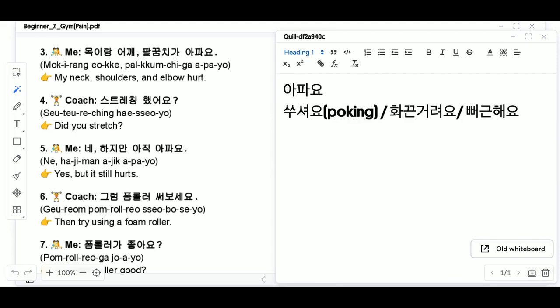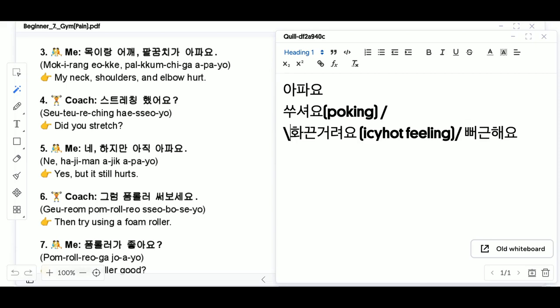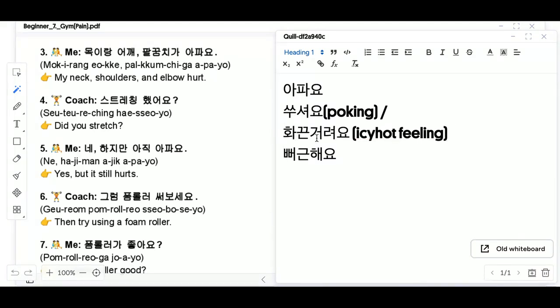So 쑤셔요 is like a poking feeling. It feels like somebody is stabbing you with a pen or something in your muscle. And 화끈거려요 is like you have an icy hot feeling, for example, if you got burned, then you have a feeling like a heartbeat on your skin, right? That's 화끈거려요. And 뻐근해요 is more like stiff, so it's very hard to move. 뻐근해요. And let's see one more. 결려요.